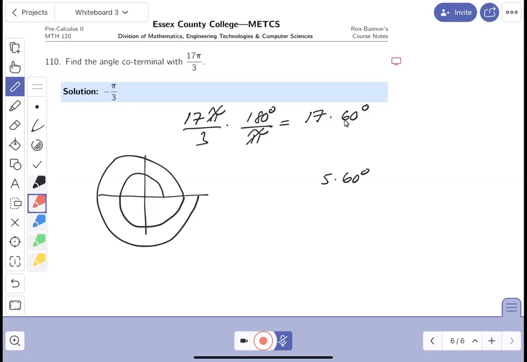Let me repeat what I just did. 6 times 60. If I keep going, that's 12 times 60. But I want to go 17, so I got to go 5 more. What's 5 times 60? 300. Let me do that for you. 90, 180, 270. You get the idea?